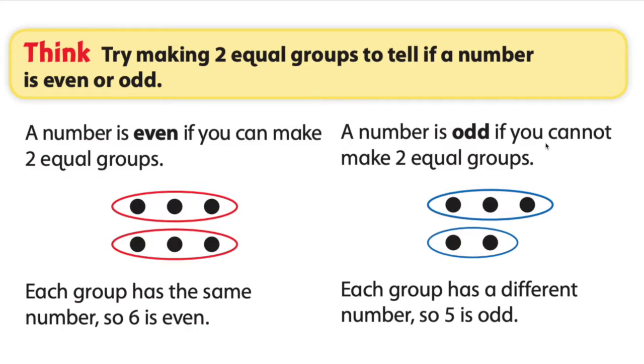A number is odd if you cannot make 2 equal groups. Here, the groups are different sizes. One group has 3 and one group has 2. Because each group has a different number, 5 is an odd number. So thinking back to our real-life examples, if you were trying to make 2 teams to play a game, and the teams were equal, you had an even number of kids. But if you tried to make 2 teams and one of the groups had one more kid than the other, that means you had an odd number of kids.